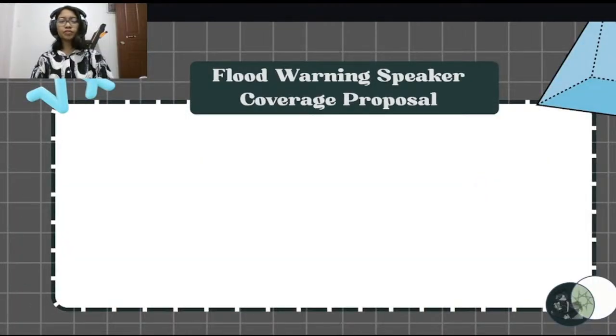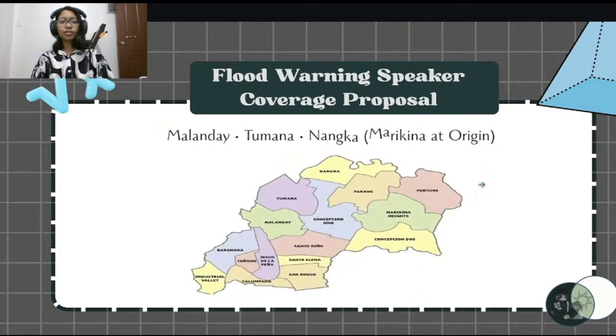Flood warning speaker coverage proposal. Today, we will present our mathematical proposal for placing high-powered speaker stations to ensure flood warnings can reach residents in 3 barangays: Malanday, Tumana, and Nangka. Using concepts from triangles, trigonometry, circles, and coordinate geometry we just learned, we designed a system that the local government can visualize using a navigation tool like Desmos.